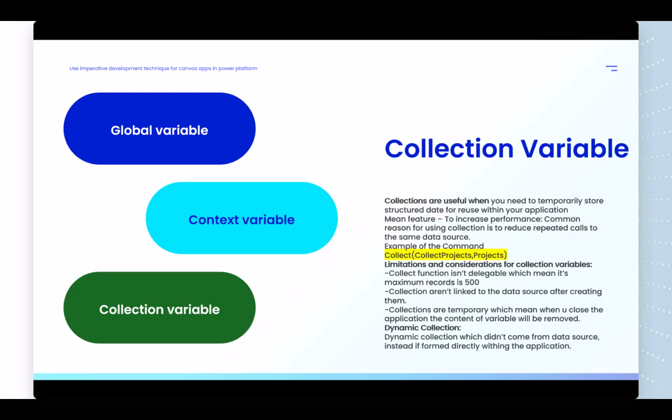Collection variables. Collection variables are useful when you need to temporarily store structured data for use within your application. The main feature is to increase the performance of the application. Collections are used to temporarily save large data, like many tables from a data source. So we can make this complex operation once and then use the data inside it without making duplicate calls to the data source, the network, the processor, and others.